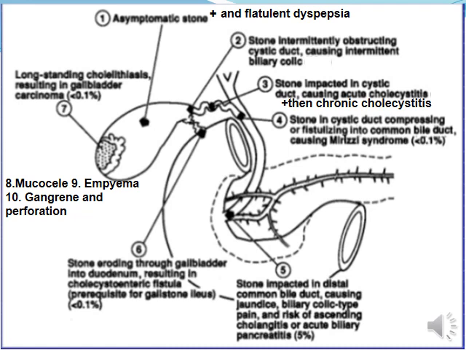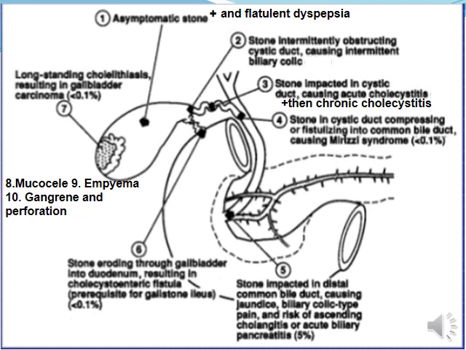This is what we call biliary colic. Or 3, when the stone is impacted in the cystic duct causing acute cholecystitis, and then it might be relieved and get other attacks, eventually reaching a fibrotic and contracted wall of the gallbladder and causing chronic cholecystitis. Or 4, here the stone comes into the cystic duct, compressing or fistulizing into the common bile duct causing Mirizzi syndrome, which represents less than 0.1%.